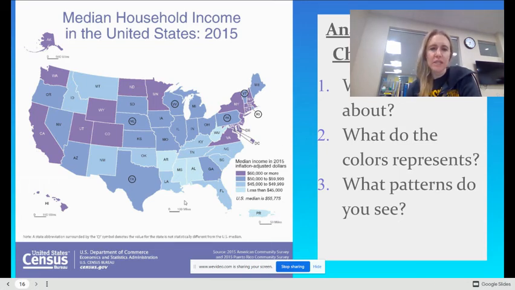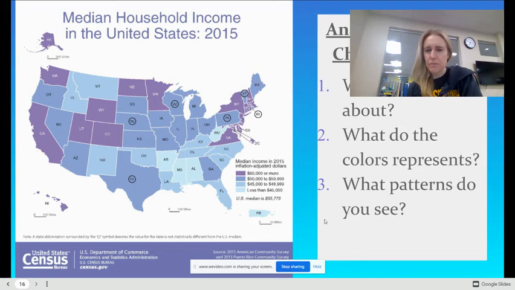And the patterns that we see: there are lots of different patterns we could point out, but we could point out that East Coast states, some West Coast or Central, mountain area states are going to be wealthier. We see that there's less wealth maybe in the Appalachian Mountain region, in the southern part of the United States.